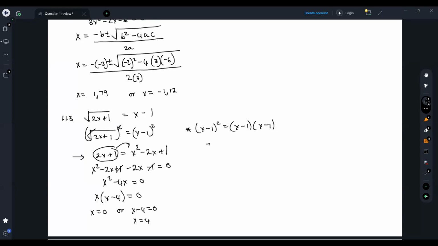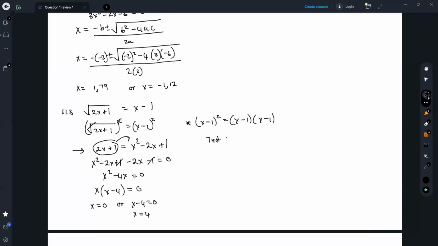So we're going to test. You don't need to write it on your paper; you can do it on your calculator, but I just want to show you that we have to test. So we're going to test the value of 0. Wherever there's x, we're going to substitute 0. So we're going to have 2 times 0 plus 1 equals 0 minus 1. We're going to check if the left-hand side indeed gives us the right-hand side.